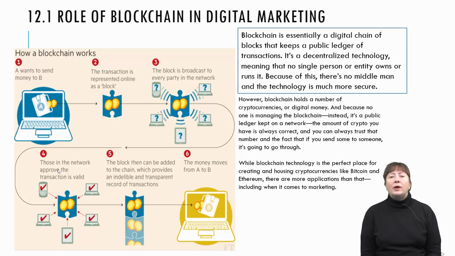And we may include in this digital chain not only the financial transactions, but also the distribution channels or the product movement from one place to another. So we may do a lot of things within this digital network. The blockchain is a decentralized technology, meaning that no single person or entity owns or runs it. Because of this, there is no middleman and the technology is much more secure. We already discussed the advantages of the blockchain technology.